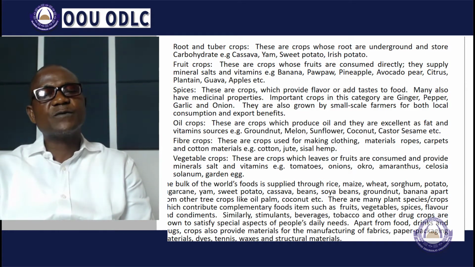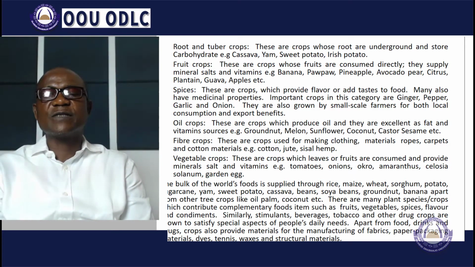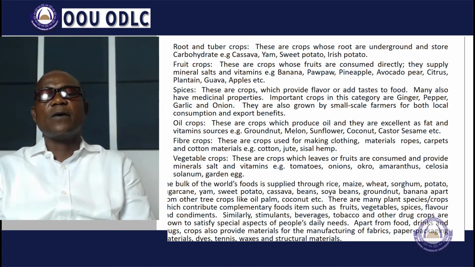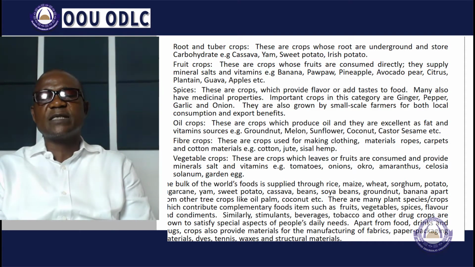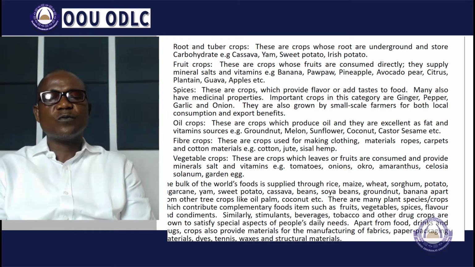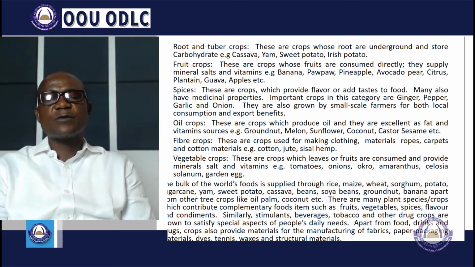Vegetable crops. These are crops whose leaves or fruits are consumed and they provide mineral salts and vitamins. Examples of these include tomatoes, onions, okra, amaranthus, celosia, solanum, and garden egg. It should be noted, however, that the bulk of the world's food is supplied through rice, maize, wheat, sorghum, potato, sugarcane, yam, sweet potato, cassava, beans, soya bean, groundnut, banana, apart from other tree crops like oil palm and coconut.